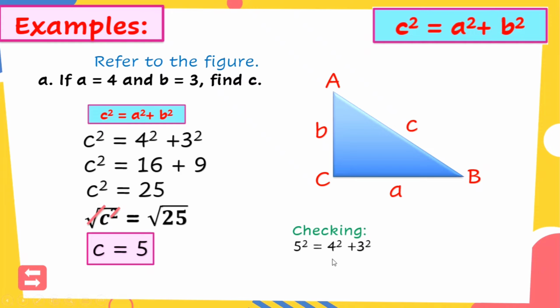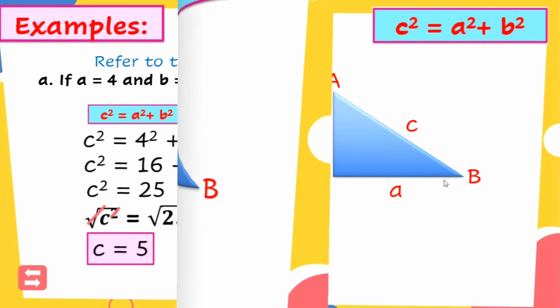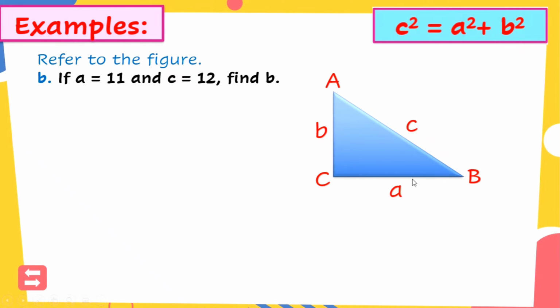Now, let's do the checking. I-substitute lang natin yung 5 sa C. So, 5 squared is equal to 4 squared plus 3 squared. So, 4 squared is 16, then 3 squared is 9, then 5 squared is 25. 16 plus 9 is 25. So, 25 is equal to 25. Therefore, our answer is correct. Our C, or yung ating hypotenuse, itong side na to, yung longest side ng ating right triangle ay equal to 5.